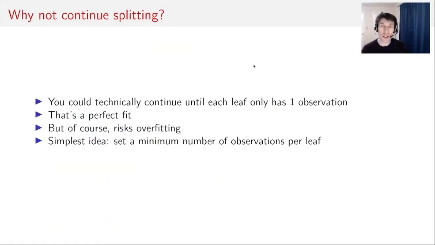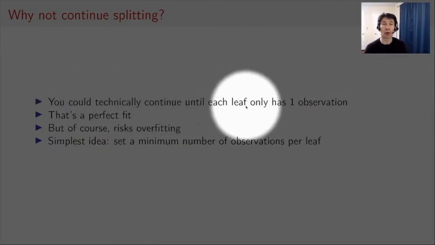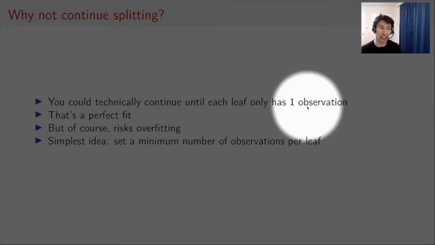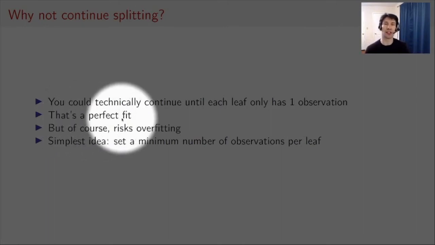So the first question many of you might already be asking is, why did we not continue splitting? Why did we just make 3 groups? Could you perhaps see smaller groups that made sense to you? Well, yes, and you could do that. And in fact, you could continue splitting until you would only have one observation in each leaf. And once you have that, well, then you have a perfect fit. You perfectly fit your tree to your entire data set.